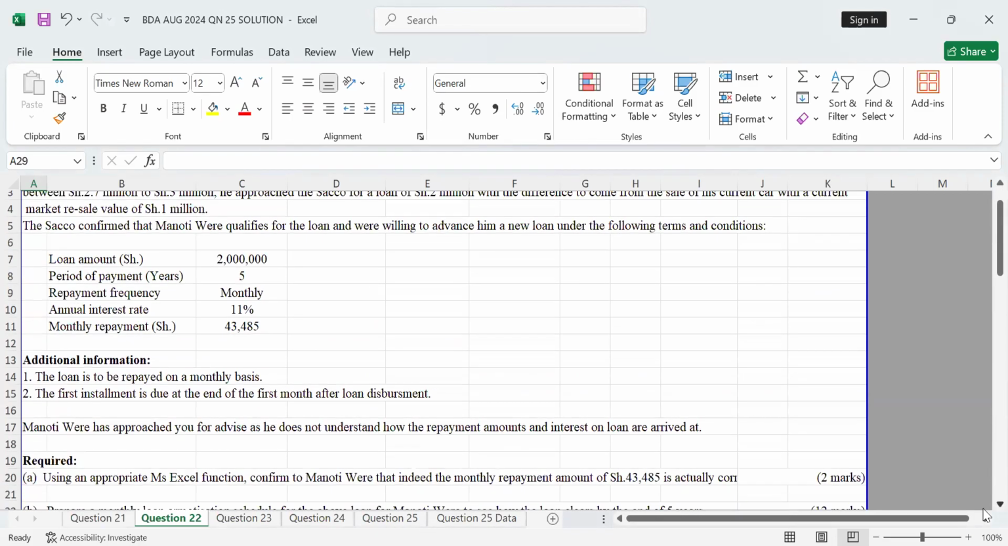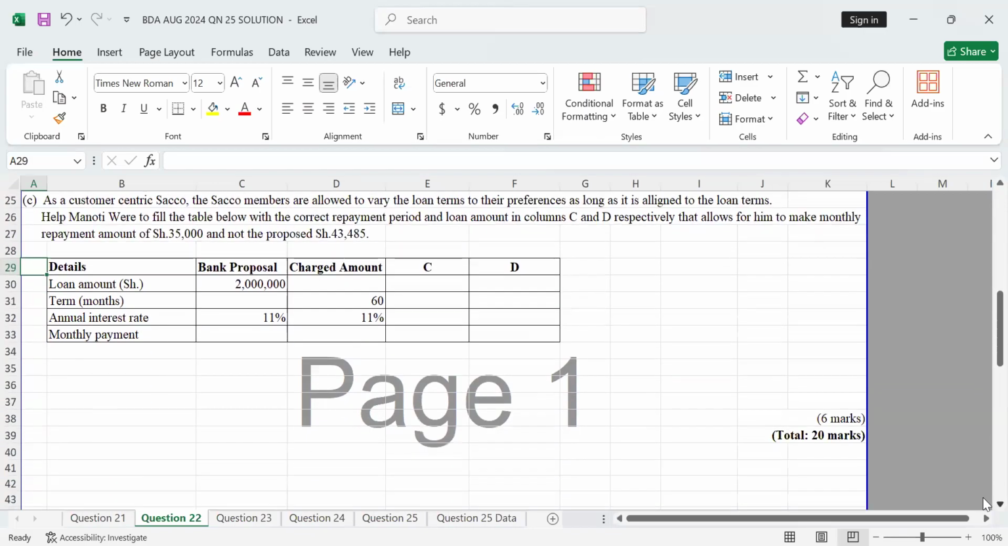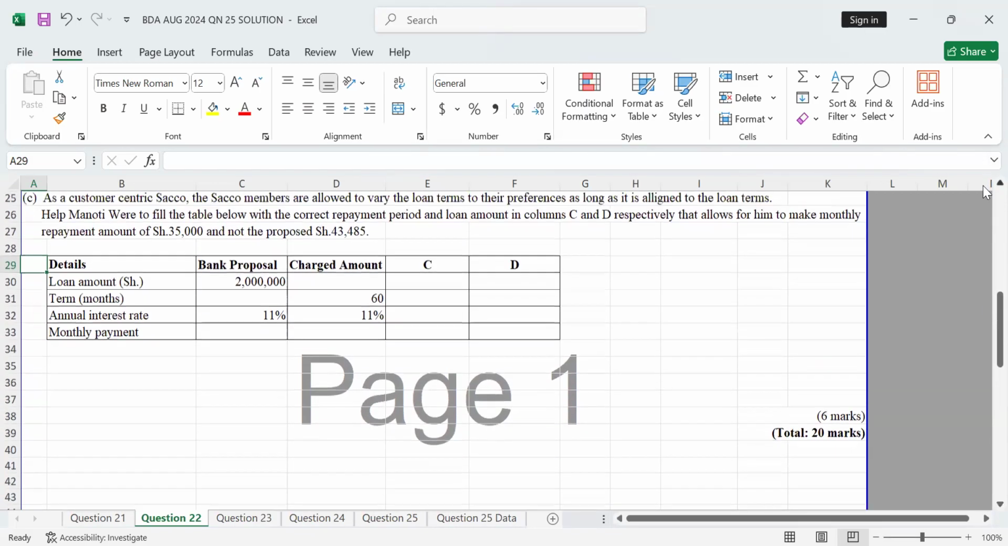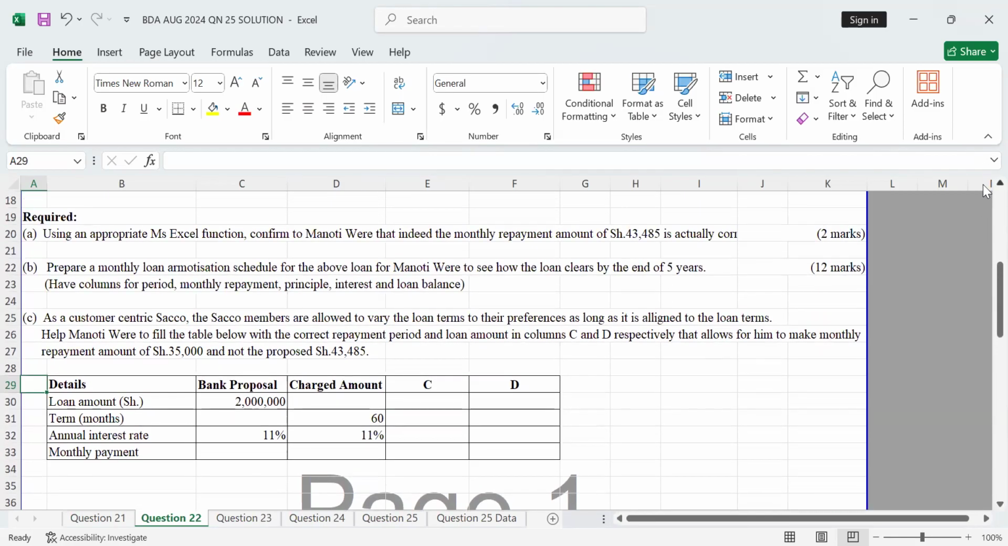The question in the sitting of August 2024 BDA, question 25. That is the question that we're doing. So you can open that. Once you open, you let me know. We just proceed.